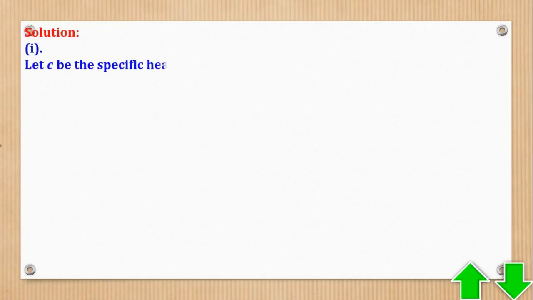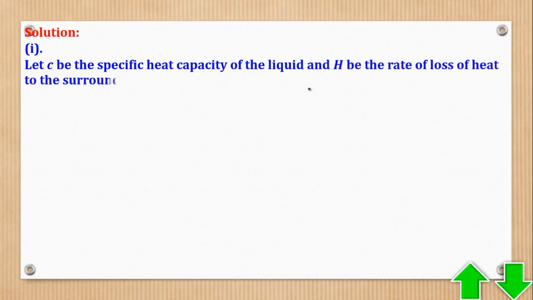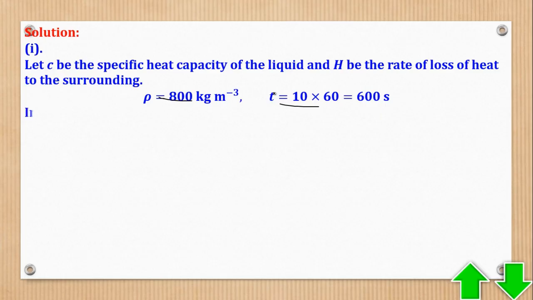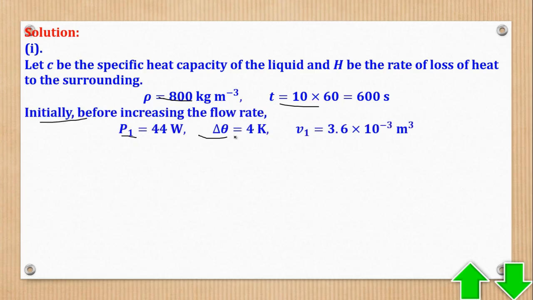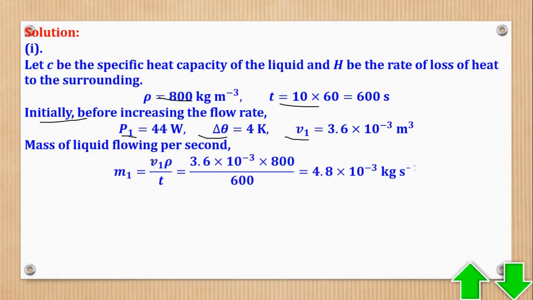So for Roman 1, we shall let C be the specific capacity of the liquid and H be the rate of loss of heat to the surrounding. So density is given, time is that, convert to seconds. So initially, before increasing the flow rate, power is that, change in temperature is that, and volume is that. Therefore, mass of the liquid flowing per second will be that. So the volume times density is mass, but 1 per second, that's why I divide by T. So you come and substitute for volume, density, and time to give you the mass per second.